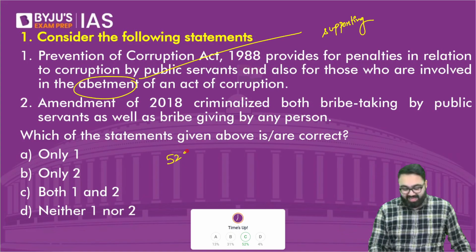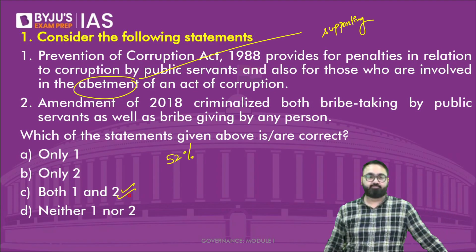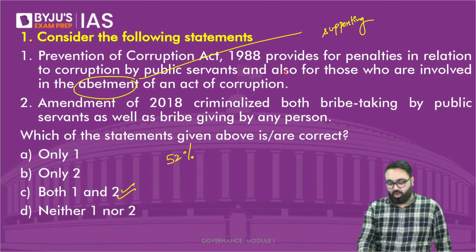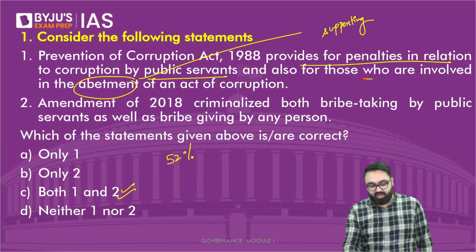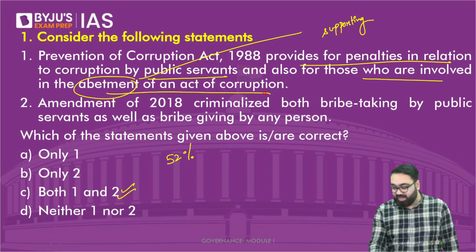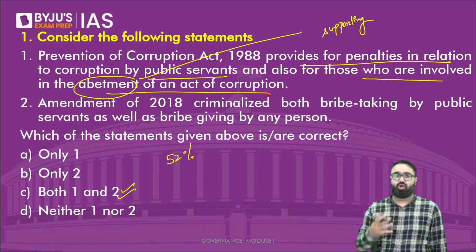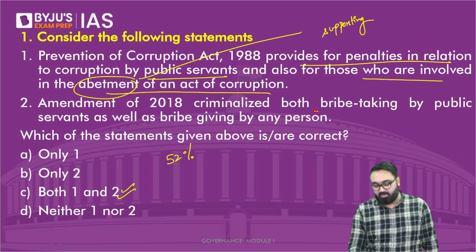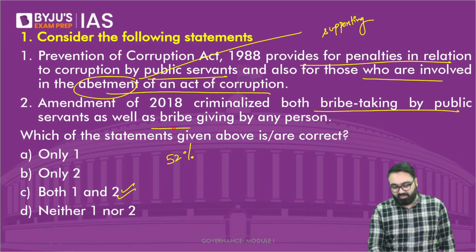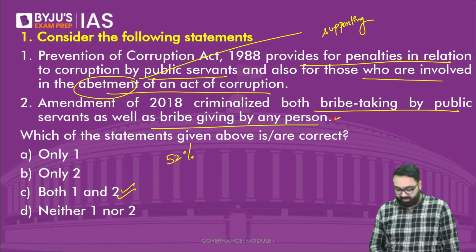52% people got this right. This is C. Both these statements are correct. First statement, the law provides for penalties in relation to corruption by public servants and also those who are involved in abetment, means supporting that act of corruption. Those who are a part of this, they will also be punished. The amendment of 2018 criminalized both bribe taking and bribe giving by any person. We had discussed this. So both these statements are correct.